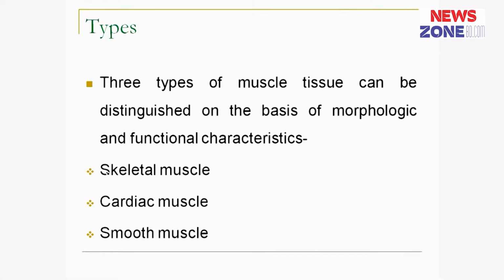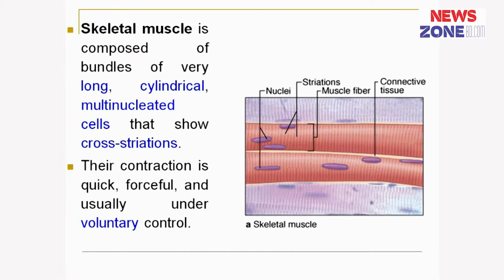On the basis of morphologic and functional characteristics, the muscles can be divided into three types: skeletal muscle, cardiac muscle, and smooth muscle. Skeletal muscle is composed of bundles of very long cylindrical and multinucleated cells that show cross striations. Their contraction is quick, forceful, and usually under voluntary control.